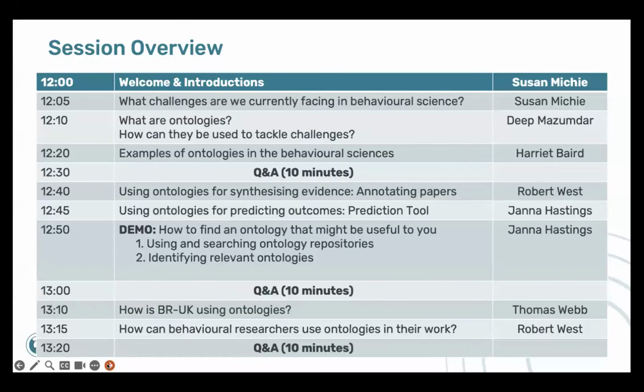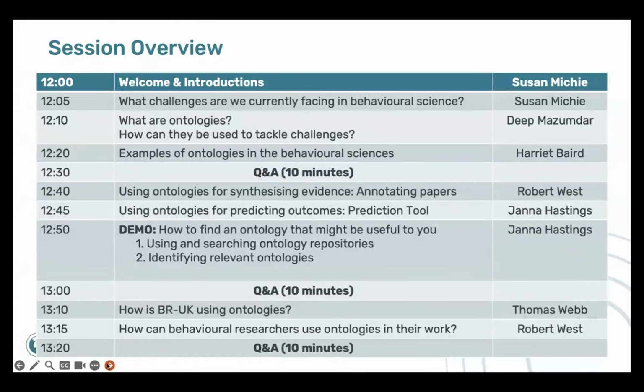Here's the overview of the session. I'm going to start with what challenges we are currently facing in behavioural science, because ontologies directly address this. Then Deep will talk about what ontologies are and how they can be used. Then Harriet will give some examples. We'll then have some discussion.